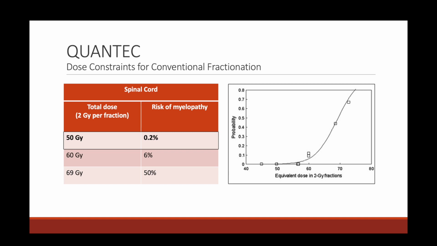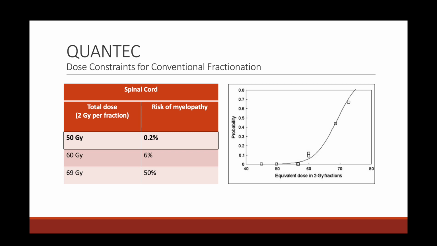So with spinal cord, what are some numbers that we should remember? 50 gray in 2 gray per fraction corresponds to an approximately 0.2% risk of myelopathy. And that's really the number that you should remember. An EQD2 of 50 gray to the spinal cord is probably our max limit for accepted dose to the spinal cord. Why? Because that corresponds to a 0.2% risk of myelopathy, and we do not want to mess with myelopathy.